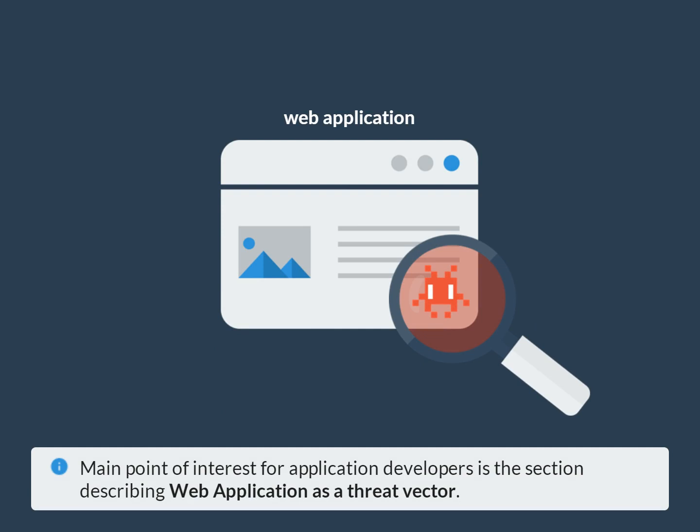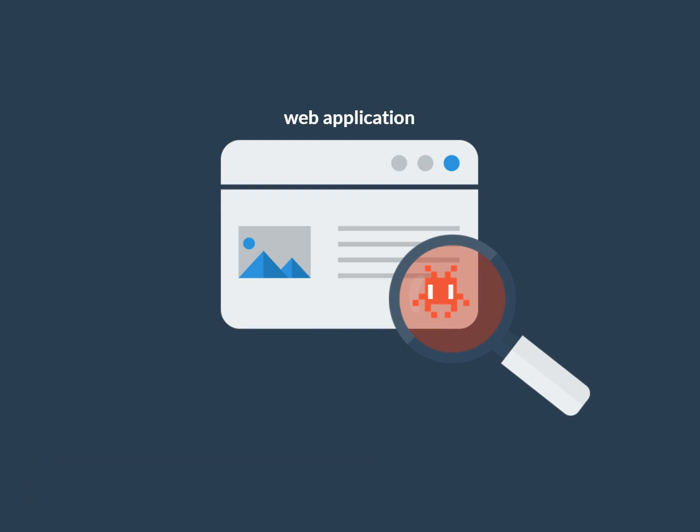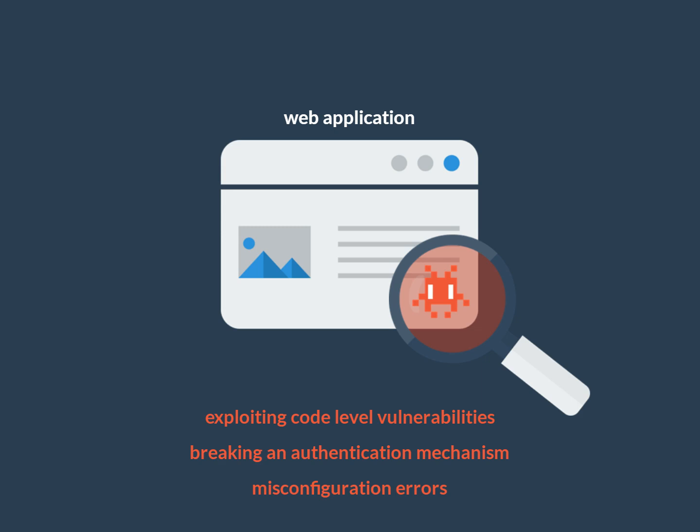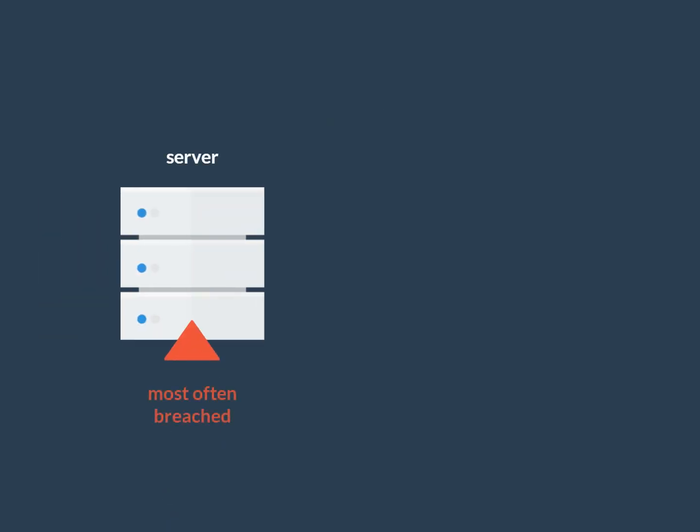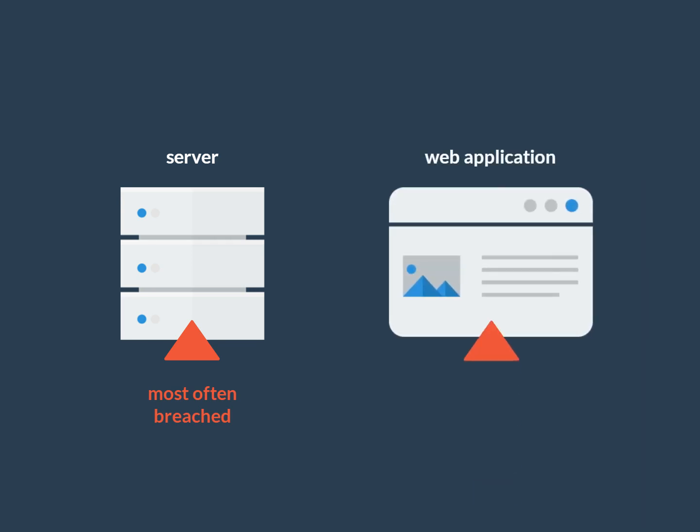and all related activities. Web application attacks cover any incident related to a web application, such as exploiting code-level vulnerabilities, think SQL injection, breaking an authentication mechanism, or general misconfiguration errors that can be exploited. When a breach occurs, servers were the most common asset affected. When it comes to hacking action vectors, web applications were by far the number one vector.